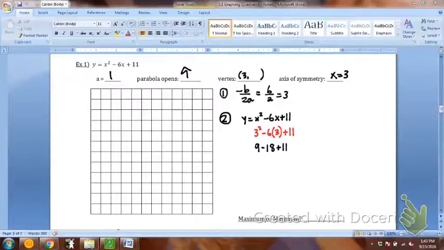Josh, what did you get for your y value? 2? Anybody else agree with that? Good. We get -9 plus 11 gives me 2. So that is my vertex. Okay? Now, if you do not have a highlighter, quickly grab one.